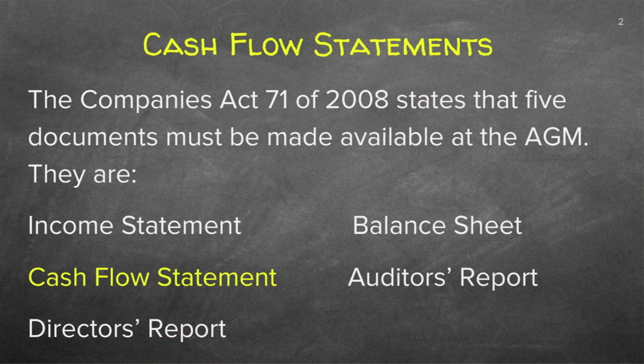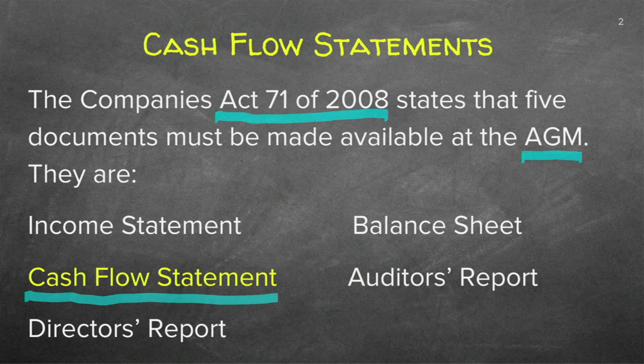As I've just said, Act 71 of 2008 states that 5 documents must be presented at the annual general meeting. As you can see, I have abbreviated it here to AGM. Just again, for those of you who may not know, AGM stands for Annual General Meeting. So the 5 documents that have to be presented at the AGM are the income statement and the balance sheet, and we've dealt with those already. And today we are going to look at the cash flow statement.